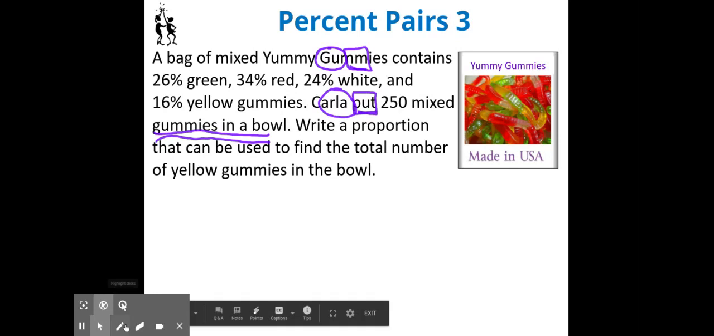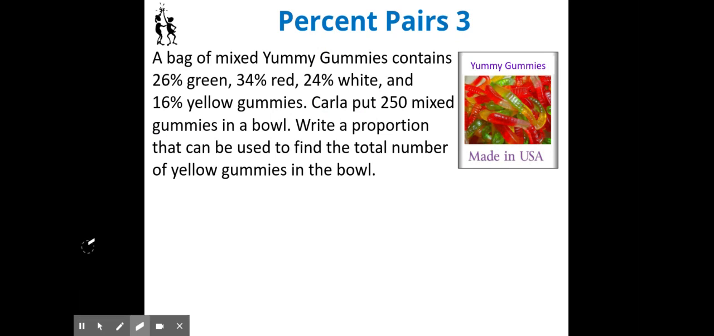All right, let's keep it going. So please take about 10 seconds, read this problem to yourself. A bag of Nick's Yummy Gummies contains 26% green, 34% red, 24% white, 16% yellow. Carla put 250 gummies into a bowl altogether, total. Write a proportion that can be used to find the total number of yellow gummies.